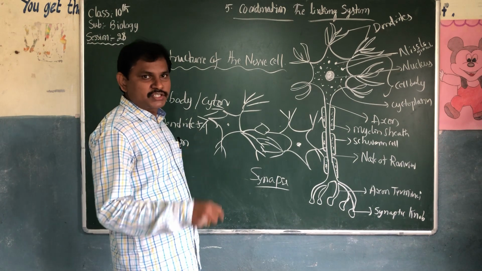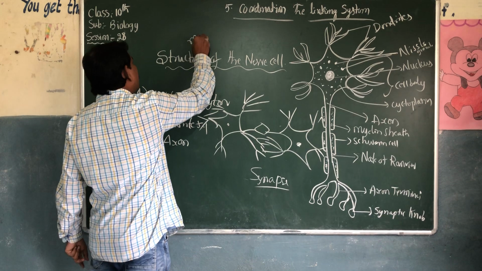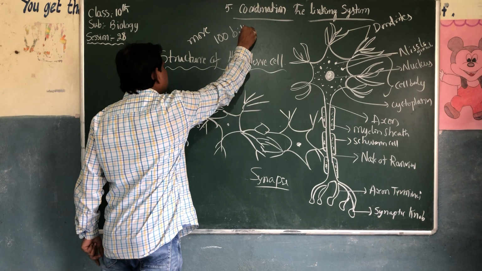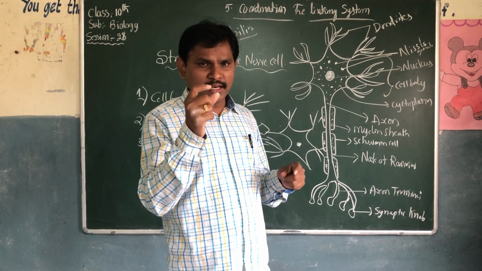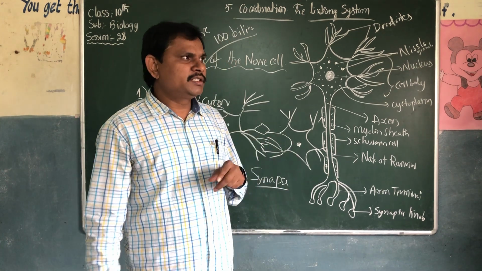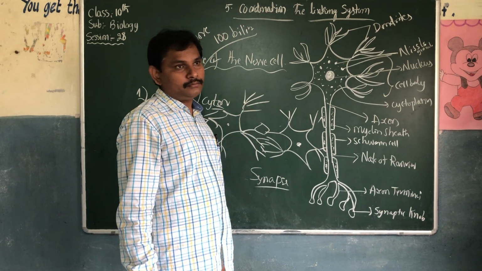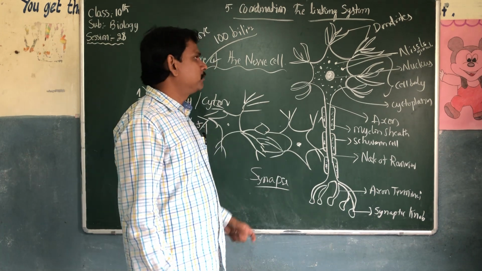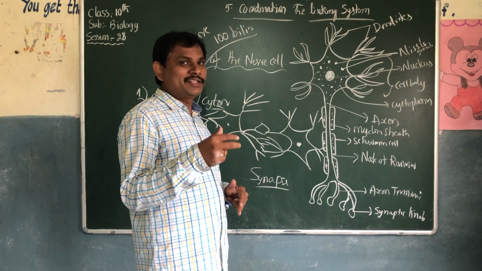In one nervous system, there are more than 100 billion nerve cells. Once a nerve cell is damaged, we cannot regenerate it. The regeneration capacity is not there in the nerve cell. But in the remaining parts of the body we can see regeneration capacity. In nerve cells, once damaged, we cannot regenerate it.